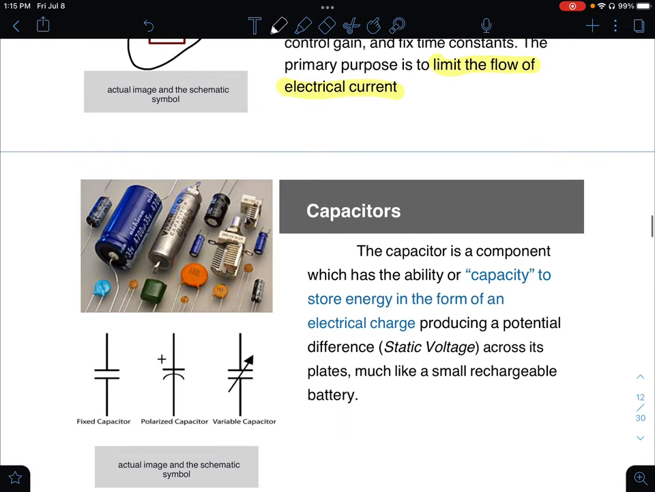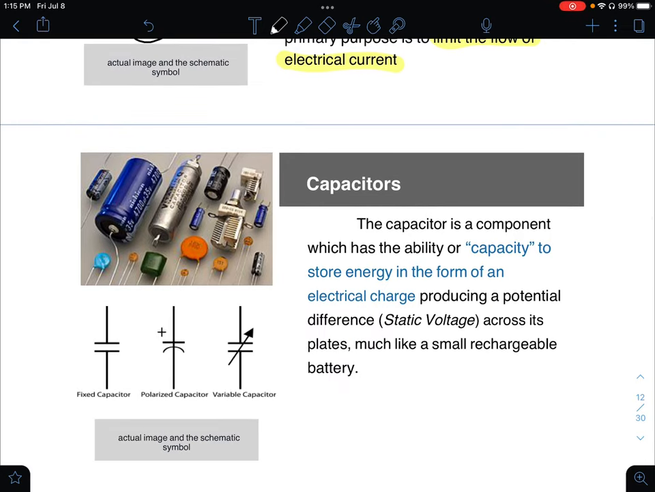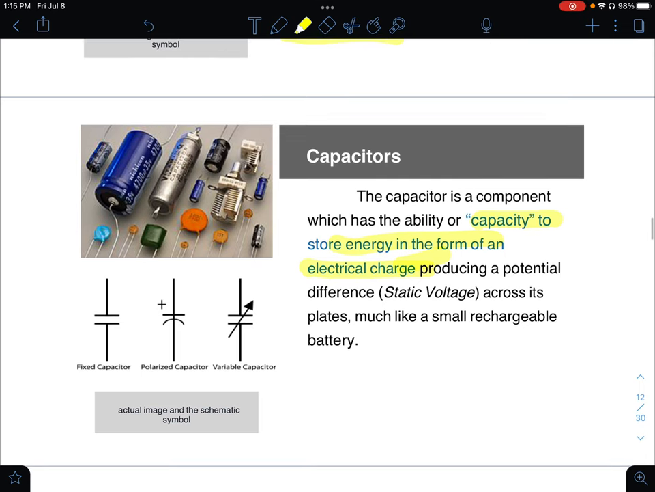We also have what we call the capacitors. Now, capacitors are components which have the ability or capacity to store energy in the form of an electrical charge. So, capacitors store energy. Okay? They produce a potential difference across their plates, much like a small rechargeable battery. So, they're like a small battery, because they store energy to be able to give energy to some components.